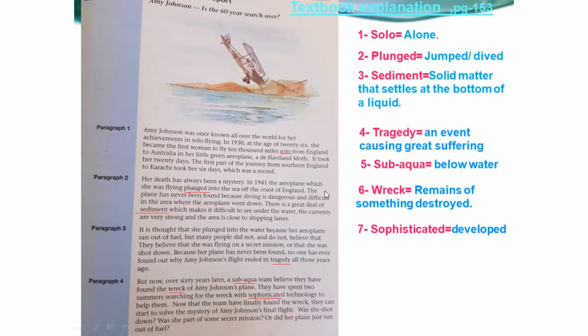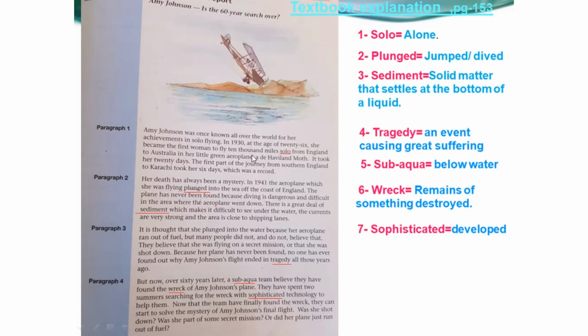What was her name? Amy Johnson was her name. And in the year 1930, what was her age when she started flying? She was only 26 years old. And in England, she became the first woman to fly a plane 10,000 miles. She holds the record for flying solo 10,000 miles from England to Australia. She flew alone 10,000 miles from England to Australia, and in 20 days she did that in her little green aeroplane.